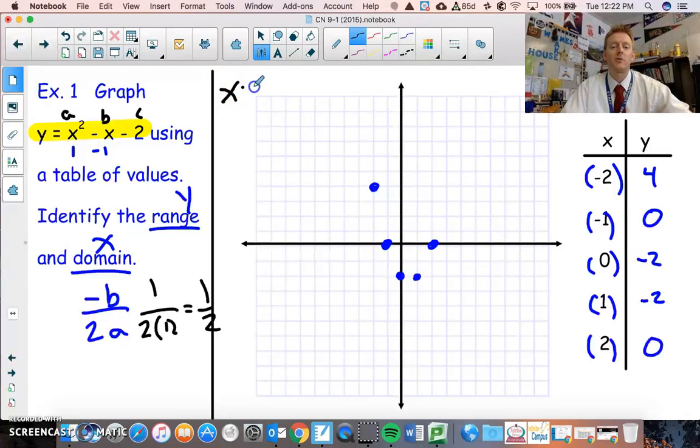Axis of symmetry is when x equals something. That's going to make our vertical line like we learned way back when. And I'm going to have my axis of symmetry, so half of my parabola is right there.